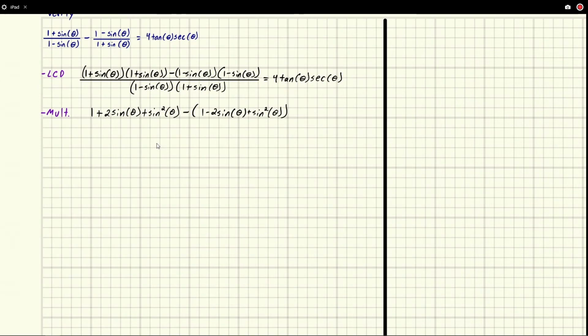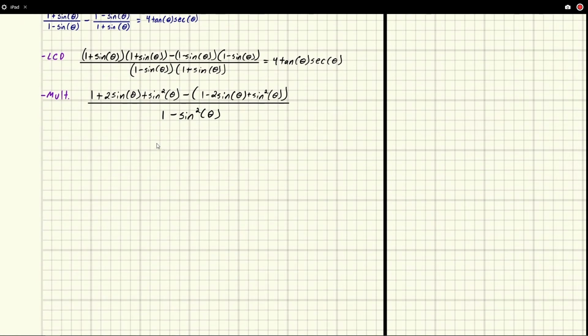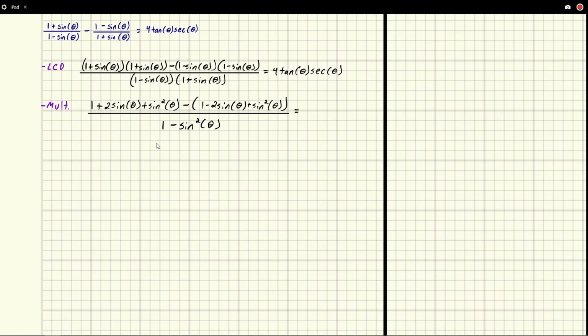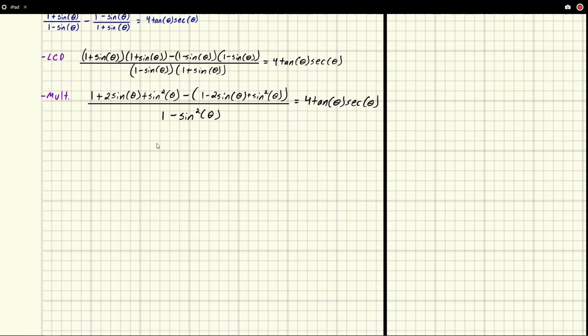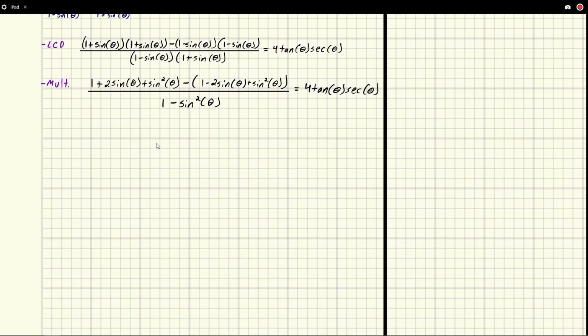Now we've got the bottom to deal with, which will be 1 times 1 is 1. And then we have a minus sine theta times 1, and a positive sine theta times 1, and those cancel out to 0. We're going to be left with a minus sine squared theta when we multiply the two end terms. And that's what we get. And we're trying to show or verify that this is equivalent to 4 tangent theta secant theta.